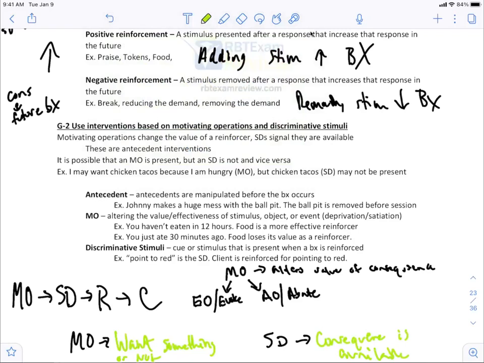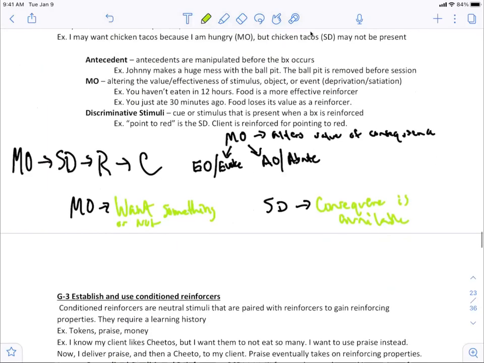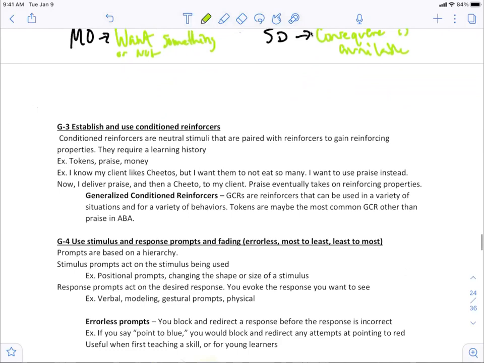I know I've spent a lot of time on MOs and SDs, and if you're bored by this section, good, because you would be surprised how hard MOs can be for some people. If you're one of the lucky ones who have it down, that's great. If not, work on it, work on it, work on it. You will get it.